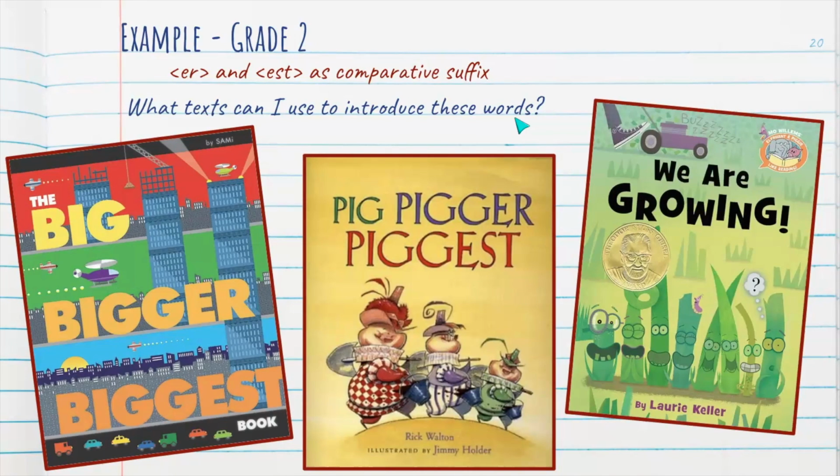So here are 3 books that you could use as a read aloud. Read the book first for fun, to enjoy it, because seriously, that's why books are made. And then secondly, we're going to go back and focus in on words that are using ER and EST. How are they built? What other words are in the family? On and on.